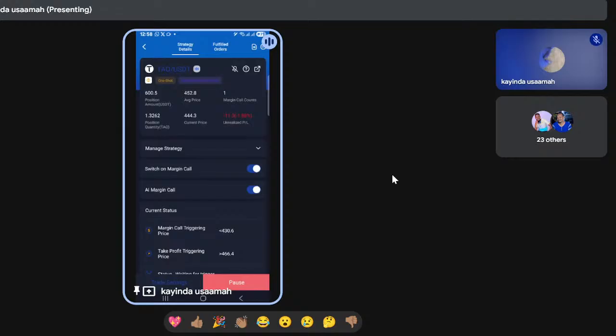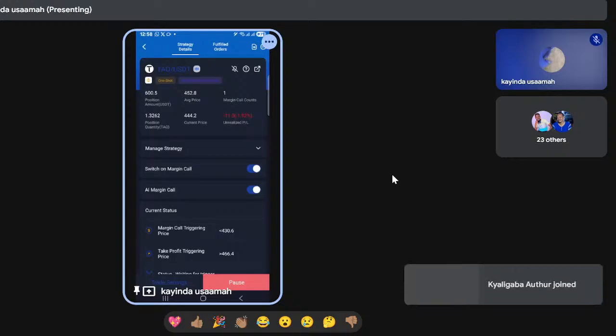It depends on the coin you are trading. Then the average price, $452.8. Okay? The average price, that means it is the price the robot bought this coin. So when the price goes above this, you are in profits. Current price, this is the current price of this token.